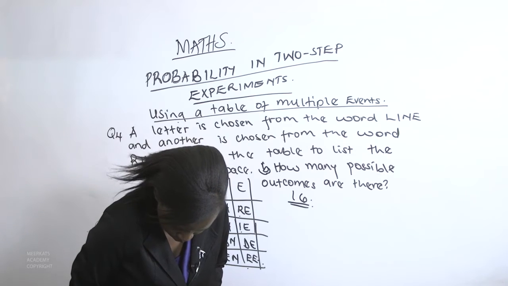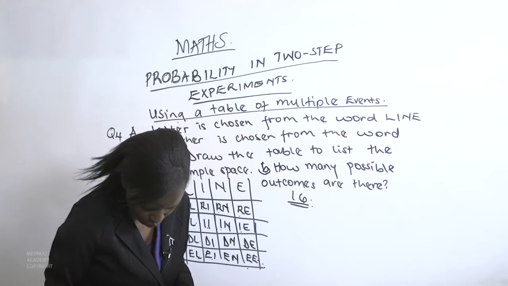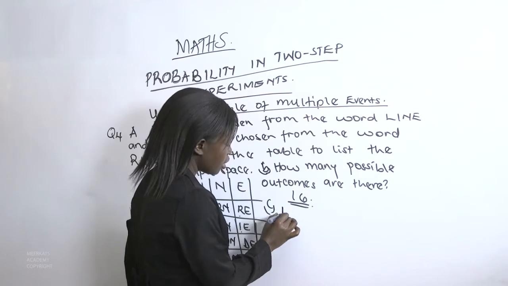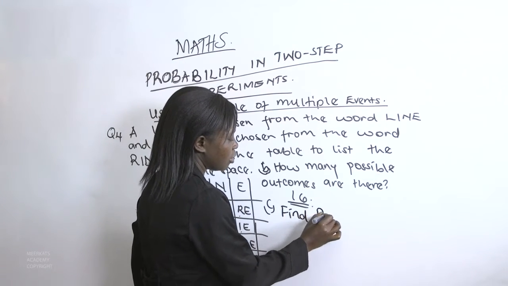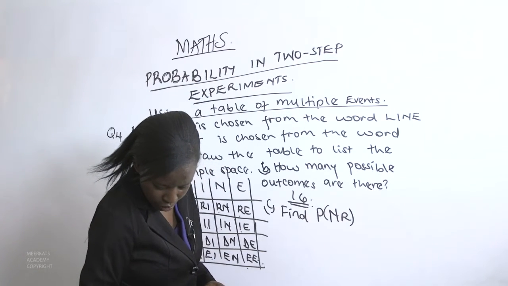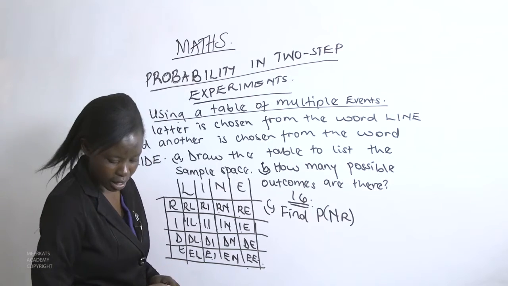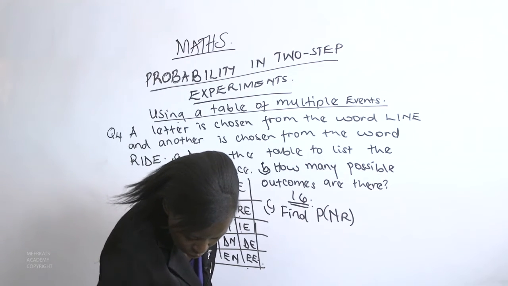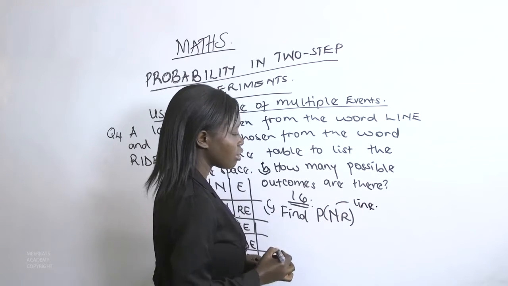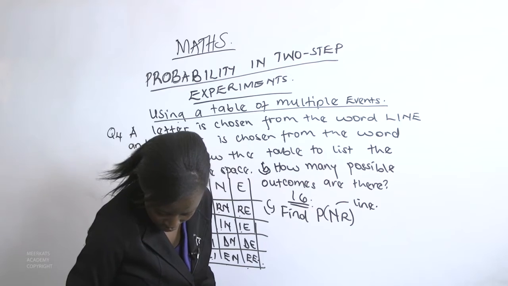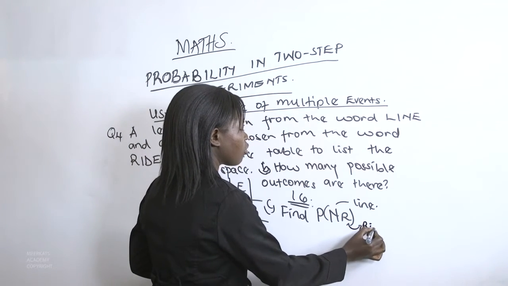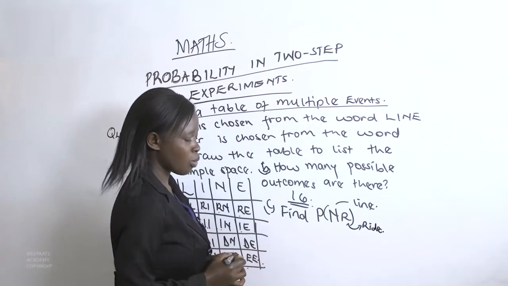Then part C of the question, we need to find the probability. We are finding the probability of NR, the probability that N is chosen from the word line and R is chosen from the word ride. So this one, N is from the word line, and R is from the word ride.